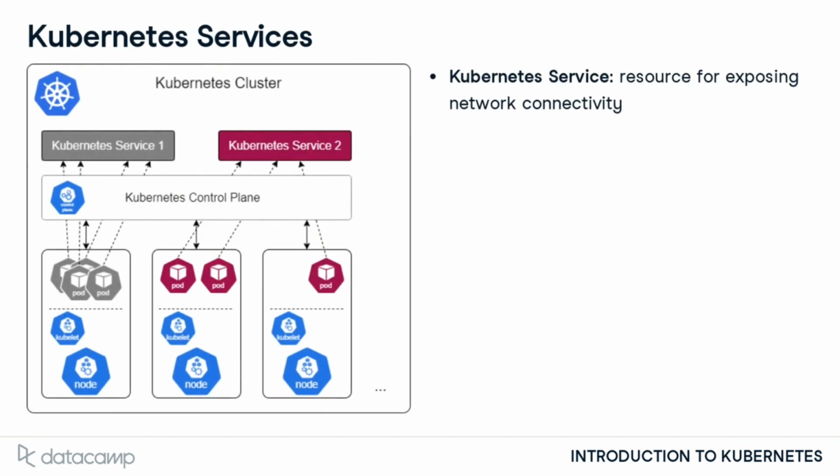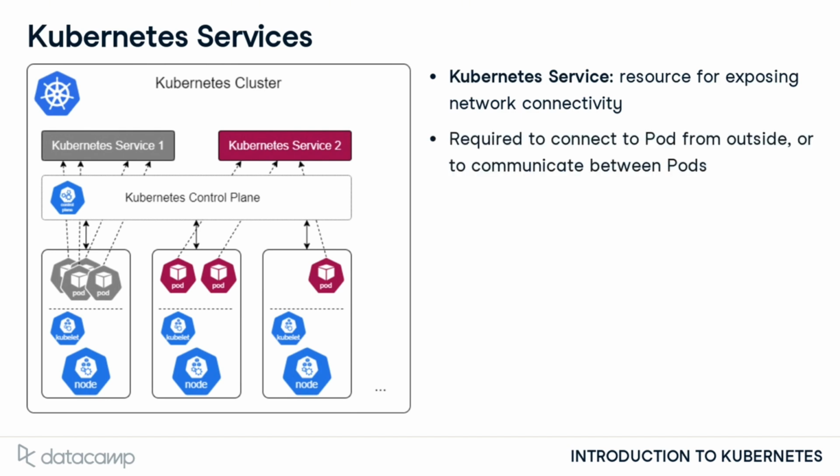Lastly, let's talk about Kubernetes services. A service is a resource to expose network connectivity. When we want to connect to our pod, or when we want to establish communication between pods, we need to deploy such a service. The reason for this comes from the ephemeral nature of the pods.